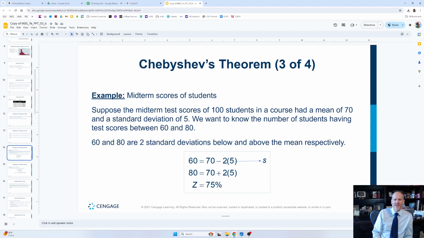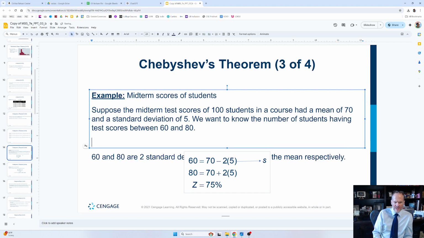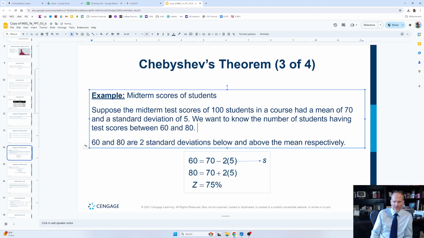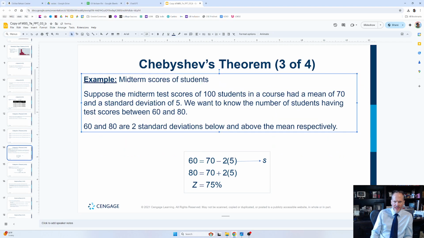And so here's the question. Suppose the midterm test scores of 100 students. And I like to sometimes when I do this stuff just make little notes. So I'm going to do a little bullet point, and I'll do n is equal to 100. I'm using a capital N because it's 100 students. And they had a mean, so a mean is going to be mu. I don't know how to do mu with my keyboard, so I'm just going to do mean. And so the mean is 70, right?